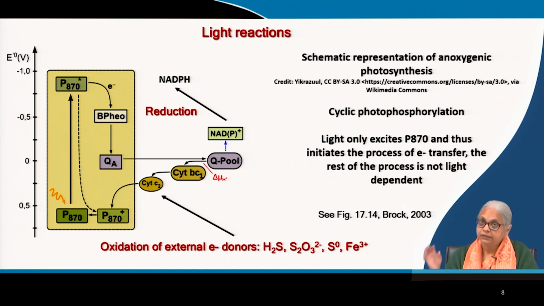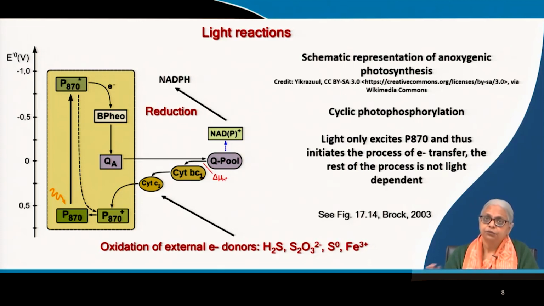So when this wavelength of light falls on this molecule, there is some excitation, and the electrons are bumped up to a higher energy level. So you can see that the electron potential increases. Then this set of electrons is passed through the electron transport chain. So you have bacteriopheophytin, a series of quinones, quinone A, quinone B, the quinone pool, and then cytochrome bc1 and cytochrome c2.